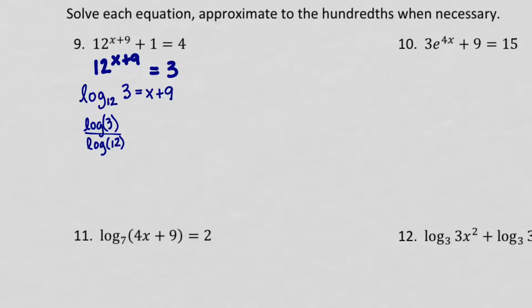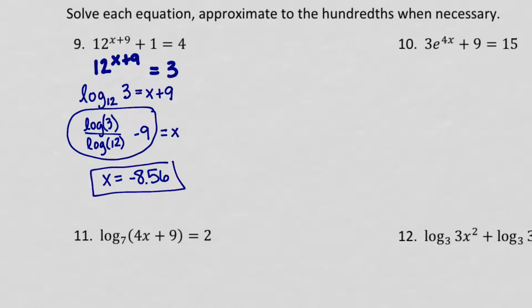But then to finish getting x by itself, I have to subtract 9. And that'll be what x equals. So if I do all of this in my calculator, ending parentheses where they need to be ended, I get that x is a negative 8.56. Again, be careful with your rounding. And it does say approximate to the hundredth, so that's 2 decimal places.